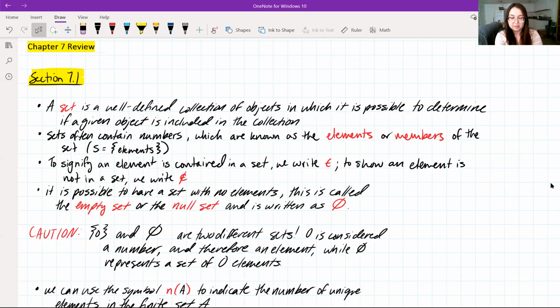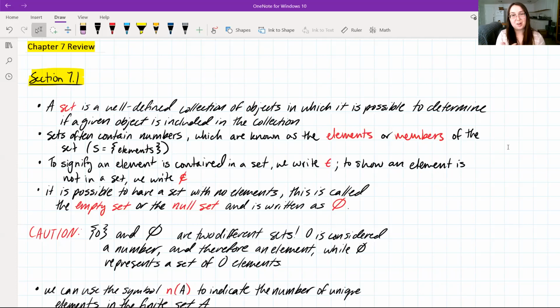It's possible to have a set with no elements, and this is called an empty set or the null set, and it's written as a 0 with a slash through it. So we see this symbol here. Whenever we write it, we don't want to write parentheses around it or have our curly brackets around it. We just want to write the one symbol, and that just means that there are no elements contained in that set. So really, anything within a set is going to have elements, and there's literally nothing, not a 0, just nothing in the set, and the set is empty.